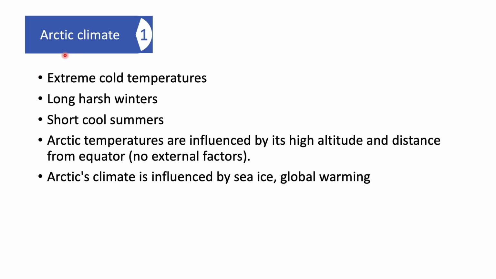So in the first one, we are going to look at the Arctic climate. The Arctic has extreme cold temperatures. They have long, harsh winters and short, cool summers. The Arctic temperatures are influenced by its high latitude and distance from the equator, if we assume there are no external factors. The Arctic's climate is also influenced by sea ice and global warming. Why is the Arctic temperature rising?